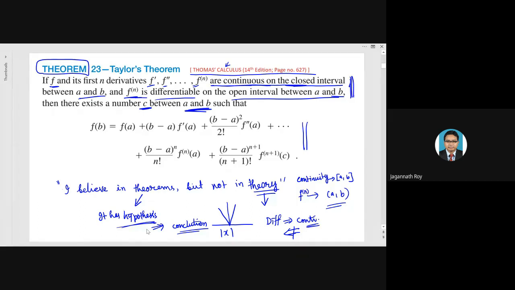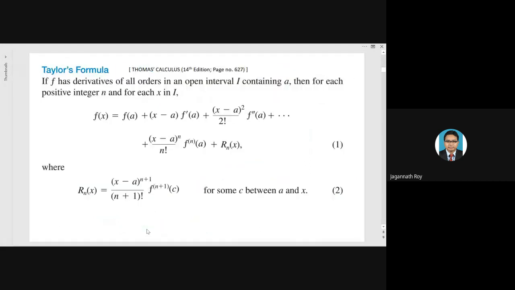And the theorem says it will have this expression. Now, when we talk about the remainder form, then this theorem will be converted into the Taylor formula. So we'll call this one the Taylor formula. And the remainder, of course, is Lagrange's form of remainder.